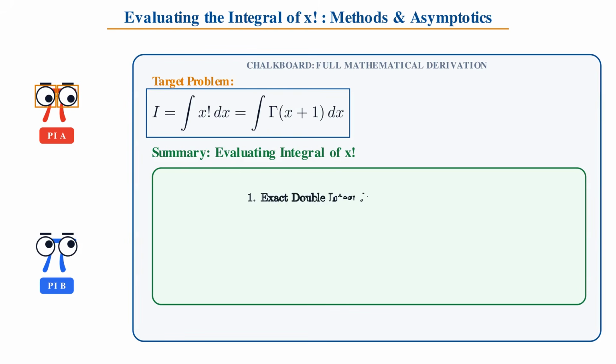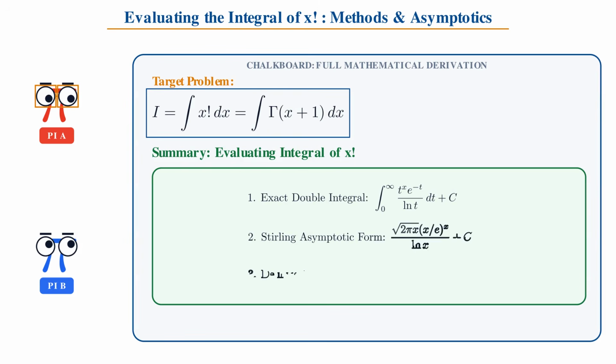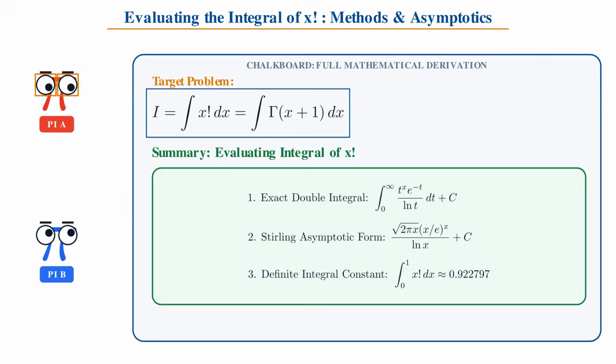Pi A is thoroughly impressed with all three rigorous evaluation methods. Pi B has completely solved the problem.